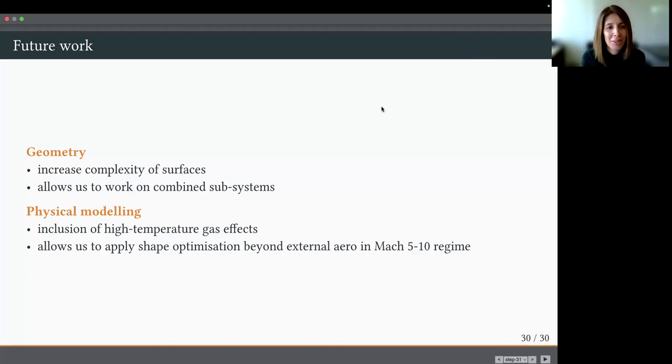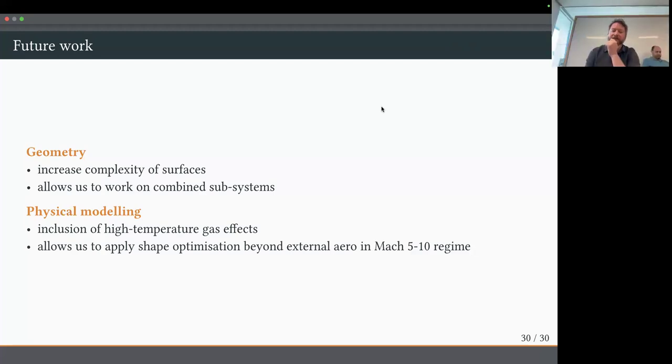You mentioned the combined subsystem optimization. So do you imagine this as a simultaneous optimization loop? What I imagine, no, I just imagine extending the geometry.